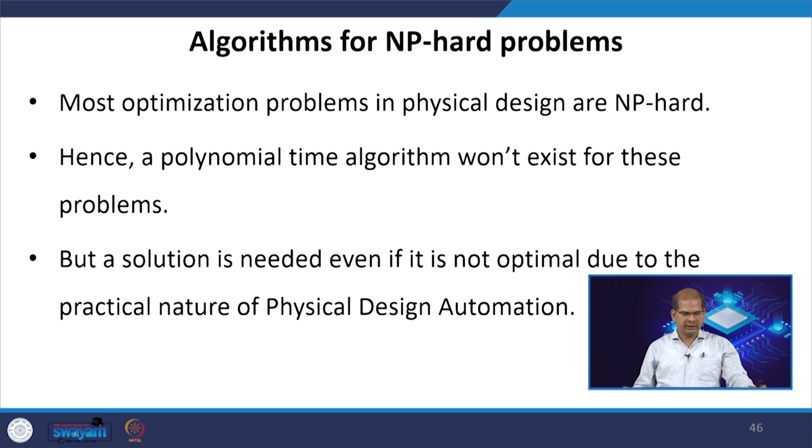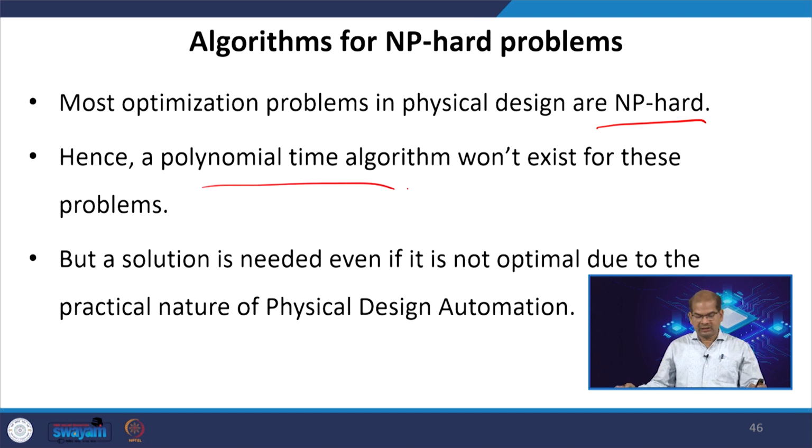Most optimization problems in VLSI physical design are NP hard, and we are looking for polynomial time algorithms, which basically means how we can solve this in polynomial time. A solution is needed even if it is not optimal, due to the practical nature of the physical design automation flow. Even if the problem statement is NP hard, we need a method to find a solution in a reasonable time frame, such that our complete chip design flow can be done in a stipulated time.